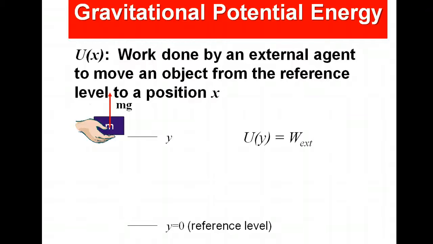And so the potential energy at that position y is equal to the work done by me in doing so. And clearly the work that I did is equal to mg times y. So mgy is the work that I did in moving it from the reference level to position y. So the potential energy at position y is equal to mgy. And this is an expression that we are very, very familiar with.